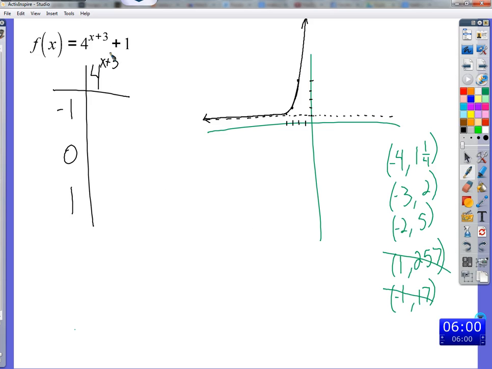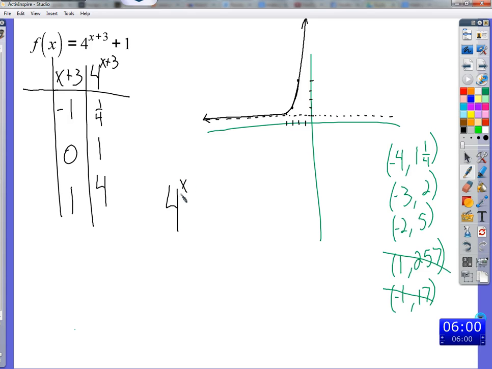So if my exponent is negative 1, then I get 1/4. If my exponent is 0, I get 1. If my exponent is 1, I get 4. The thing we have to kind of go back and figure out is, what would x have to be? What do I have to plug in for x to get this negative 1?